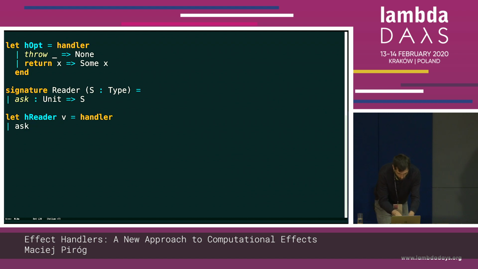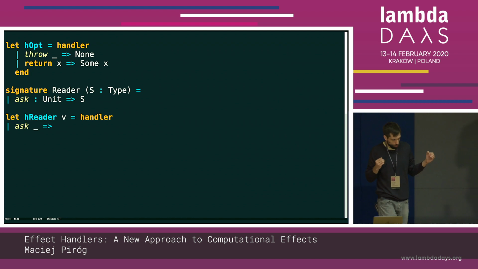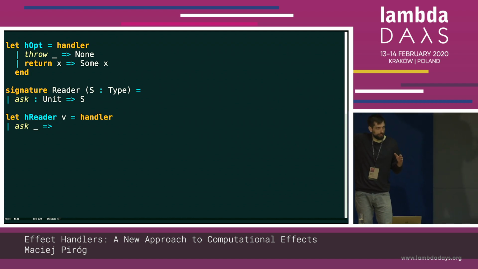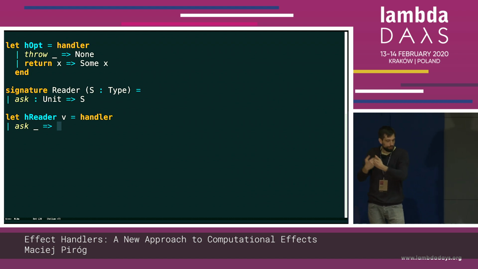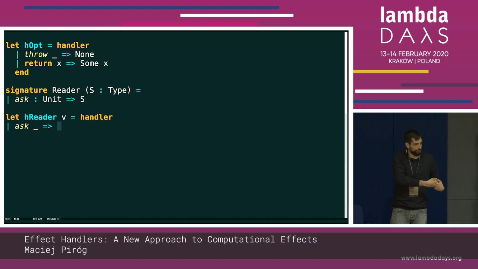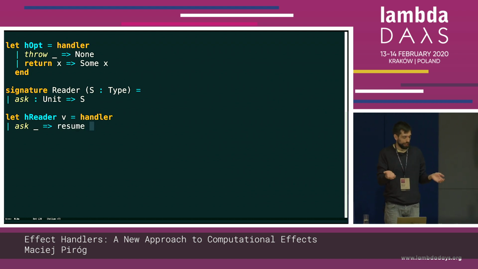Ask takes unit as its argument, so ignore that. And now, what can I do with this computation? What I want to do is not to just delete it, as in the case of exceptions. I want to continue. I want to resume the computation, but with the read value, the value that I just read or asked for, instead of this operation ask. Right? So I can use a keyword resume. This is the difference between exception handlers and general handlers. Resume v.